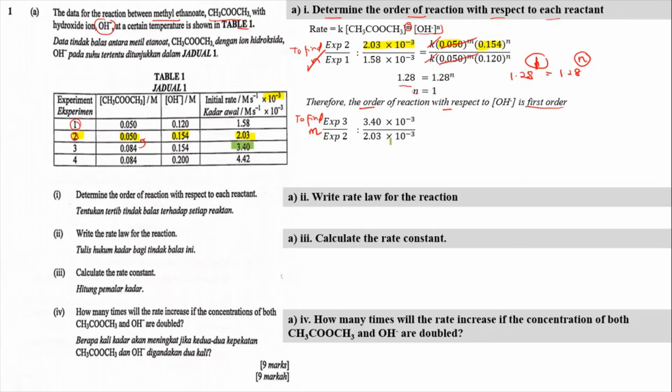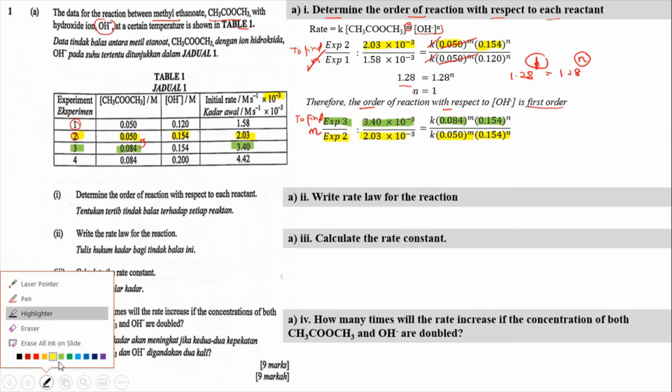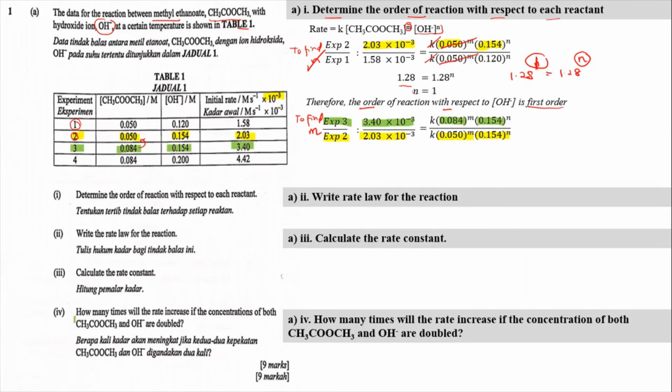Okay, this comes from experiment 3. And then my concentration of methyl ethanoate is going to be 0.084, which is here. And then my concentration of hydroxide is going to be 0.154 to the power of n. Okay, and for experiment 2, it's going to be the yellow color, which is 2.03, and then 0.050, and then 0.154. Okay, so the yellow color here, then the green color here.